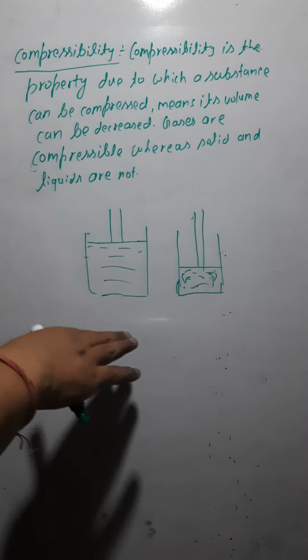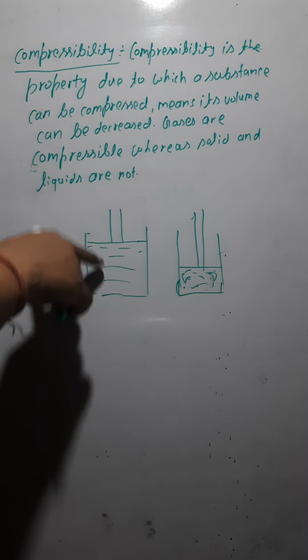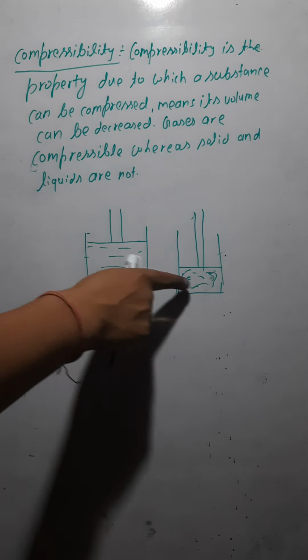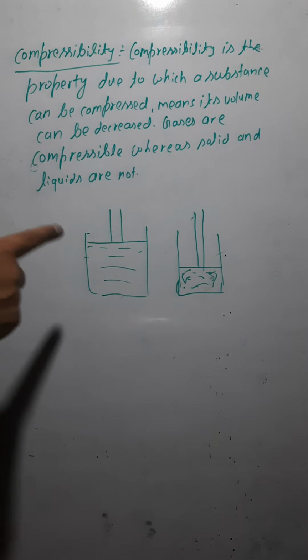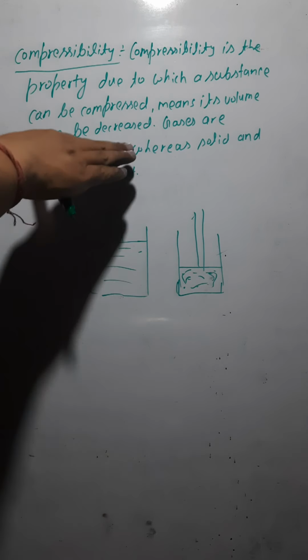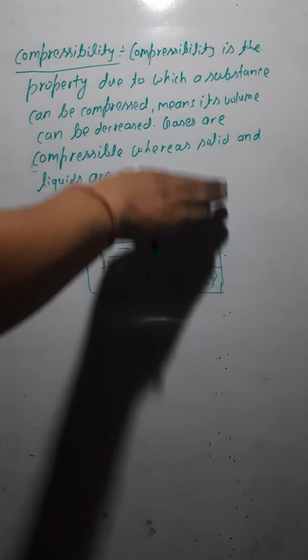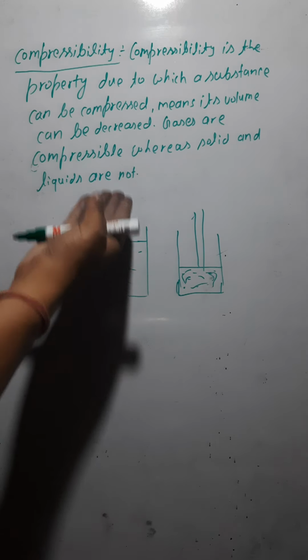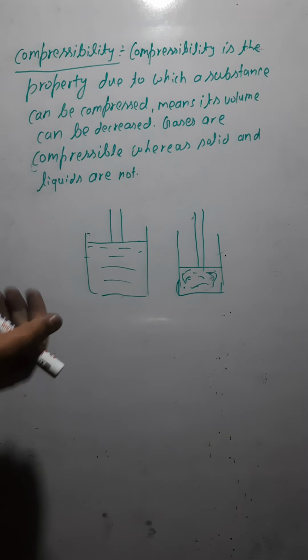Similarly, you cannot compress the solid. Let's say inside it you have a stone. Can you compress it and make it of this much size? No, you cannot do it. So we can say liquids and solids are not compressible, and gases are compressible. We can change the volume of gases. So compressibility is the property by which we can decrease the volume.